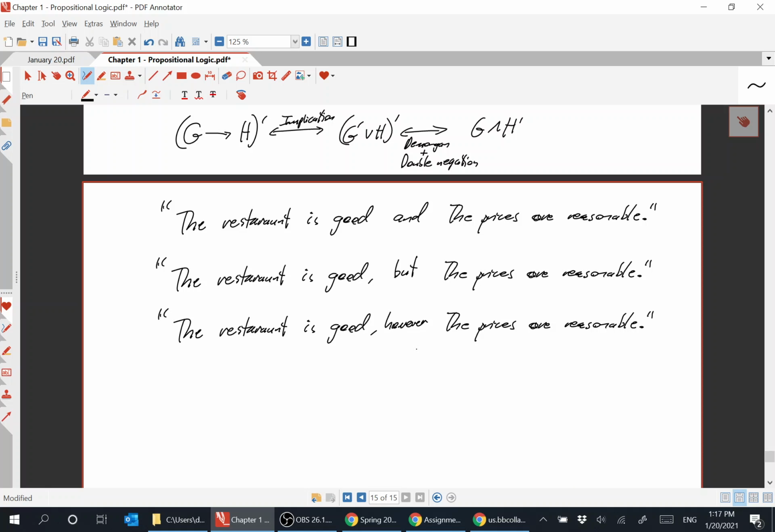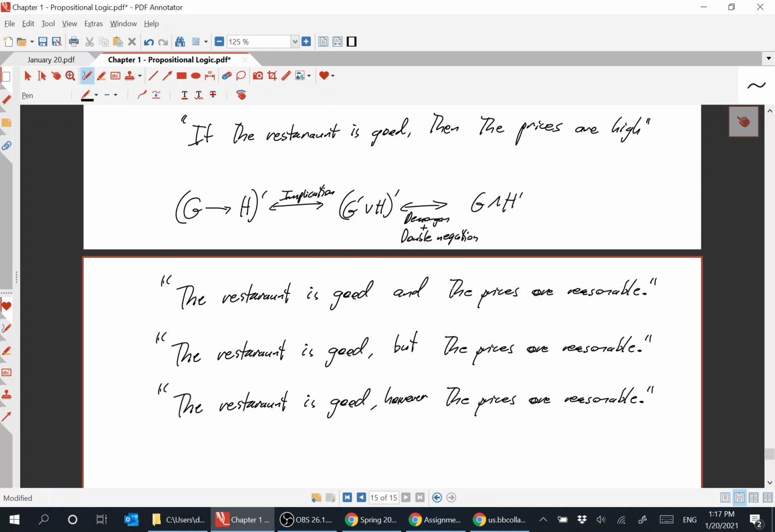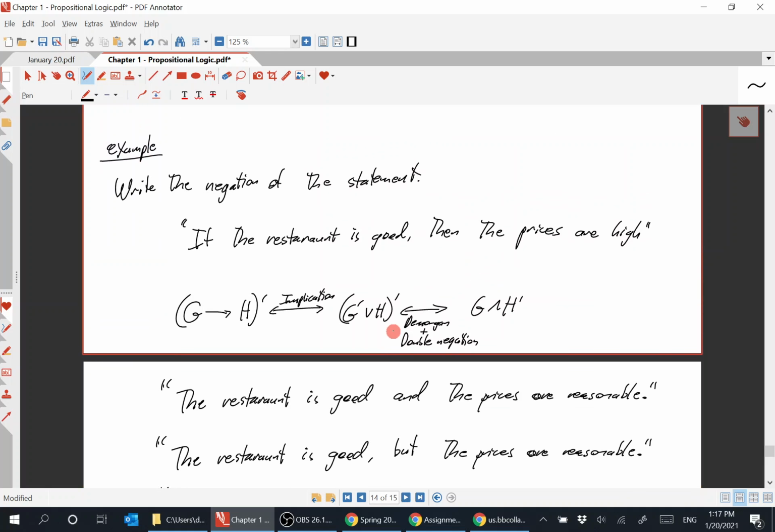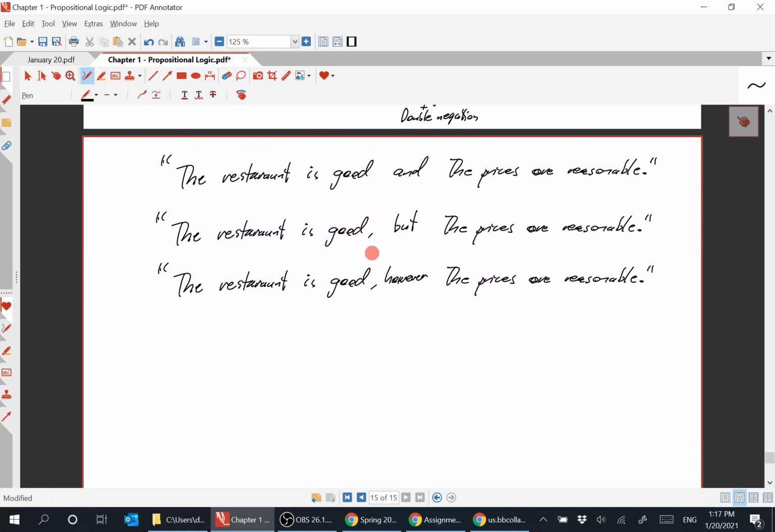Right. So you can use any of these words for conjunction here. So the restaurant is good, but the prices are reasonable. The restaurant is good, however the prices are reasonable. The restaurant is good and the prices are reasonable. But it's all just G and H not now. Okay, so what about something like this? So write the negation.